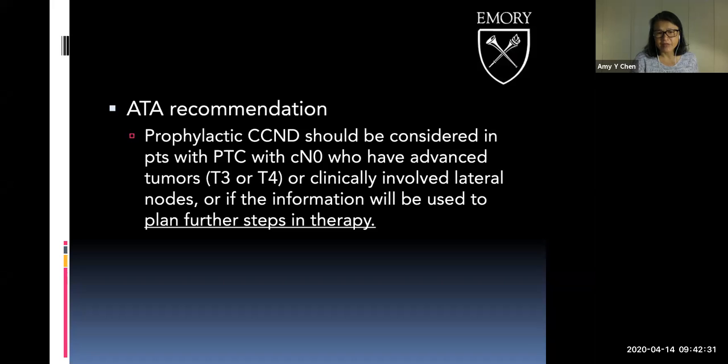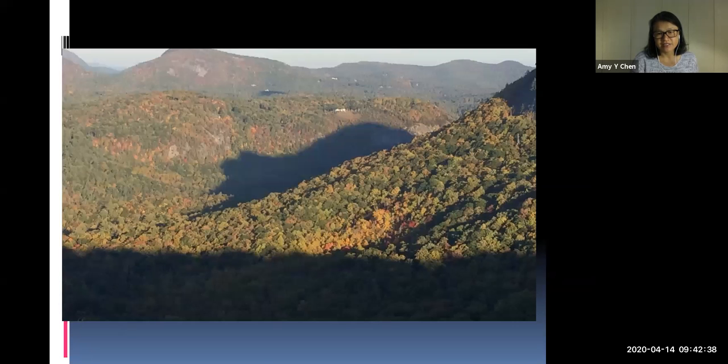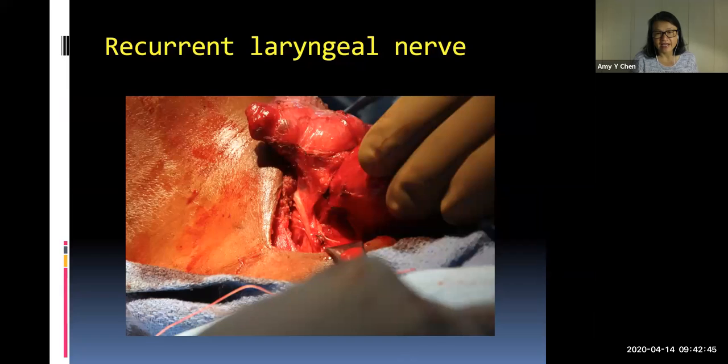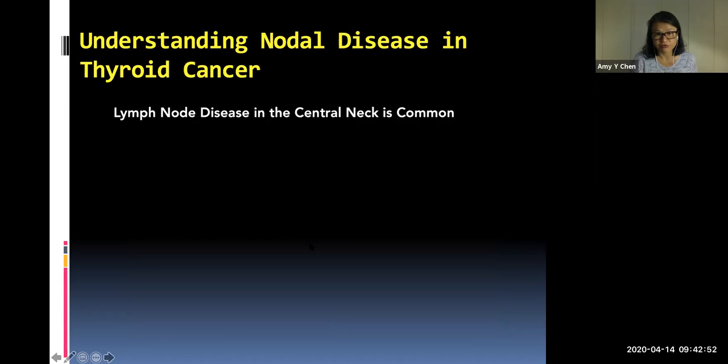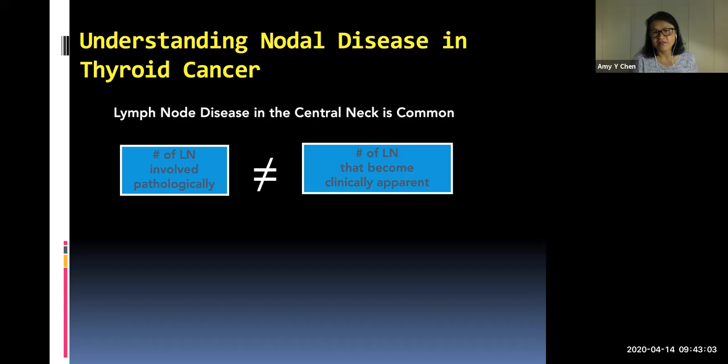And so we've already talked about the larger tumors and clinically enlarged lateral lymph nodes. But there is a big bear that is going to try to frighten you if you do central compartment lymph nodes. And that is, one of them is the recurrent laryngeal nerve. And you can see it here draped along the tracheoesophageal groove. And the reason for being careful and intentional about whether to do a central lymph node dissection is because lymph node disease in the central neck is common.